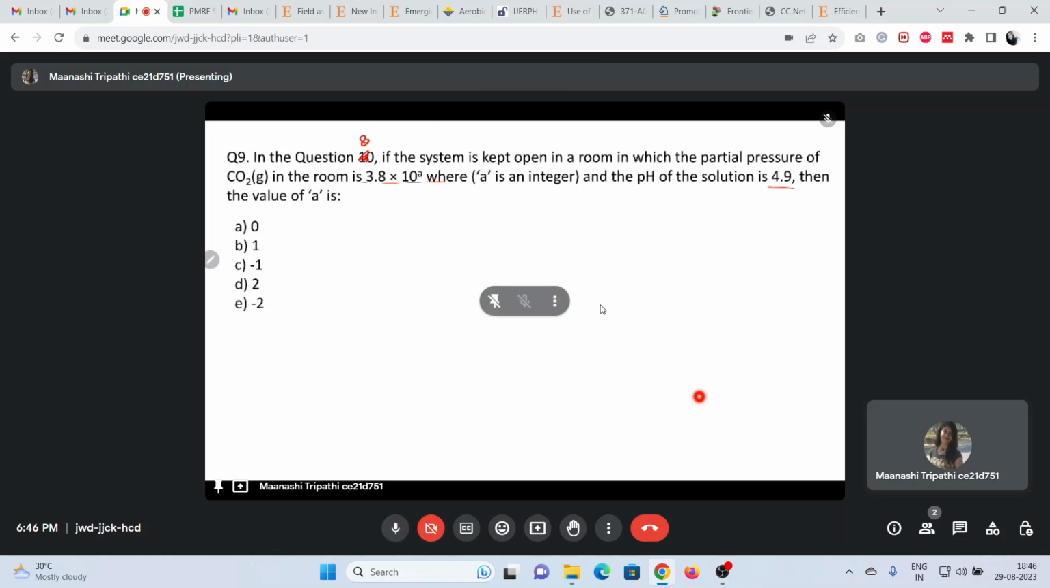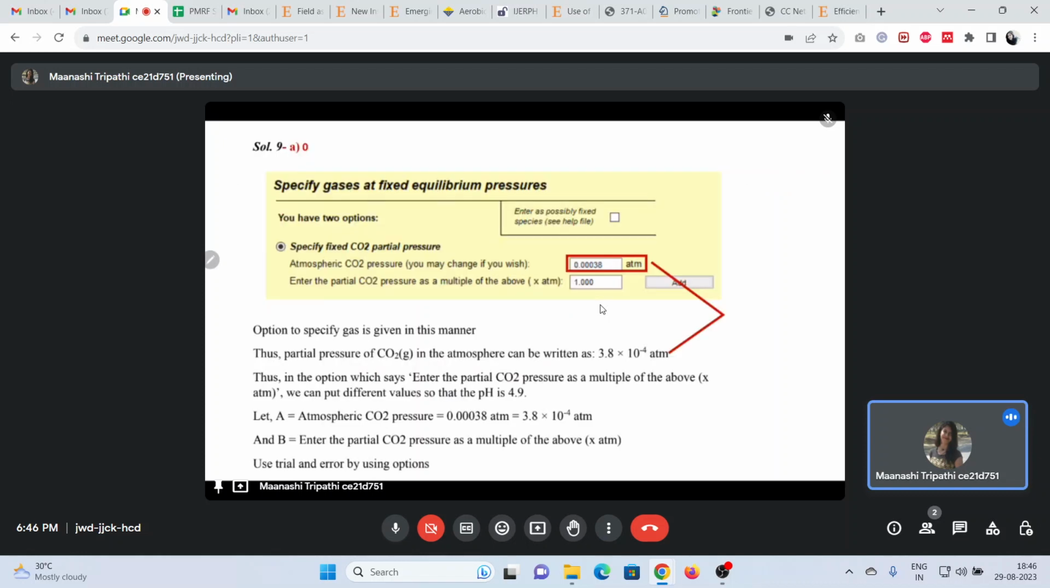We'll see the solution for this last question now. When we are specifying the gas, we have to put the pressure given in the question. So the partial pressure of CO2 in the atmosphere can be written as 3.8 times 10 raised to the power minus 4. In the option which says enter the partial pressure, we will put x atm. We will put different things here to get this pH.